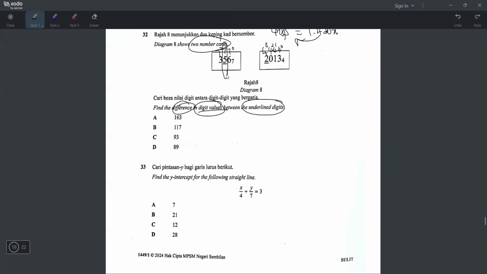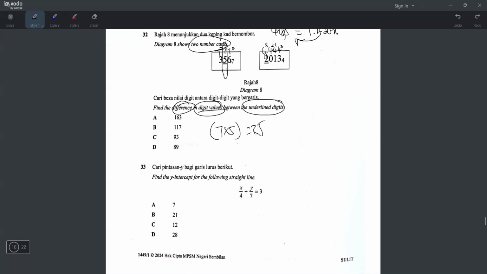Now how to get the digit value? 7 power 1 times 5, right? Because if you want to change to base 10, you will take 7 power 2 times 3 plus 7 times 5 plus 7 power 0 times 6 and then plus everything. That's how you change to base 10, right? But this time they only want the underlined digit only. So you don't have to do all those things. Just take 7 times 5, enough. And then you get 35, right?